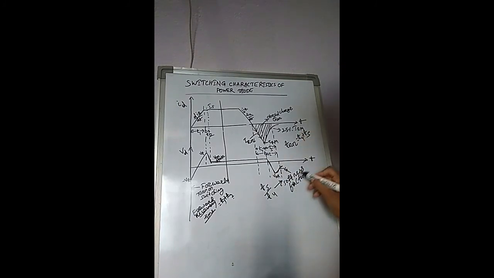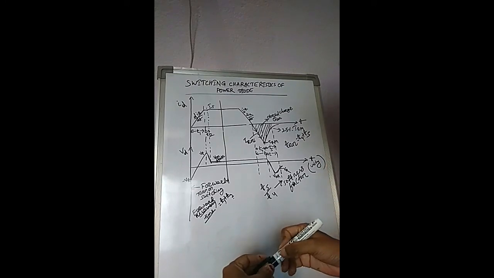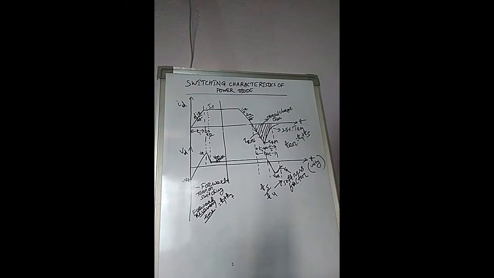So this softness factor is the measure of this voltage transient, which occurs during the time TRR, the time the diode recovers. Normally the value of this softness factor is unity. Okay, understood the total switching characteristics of a power diode.